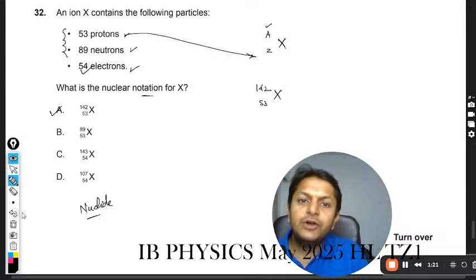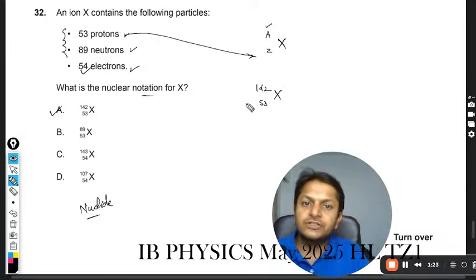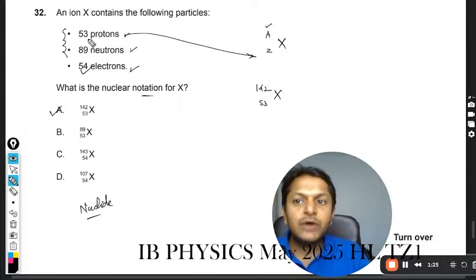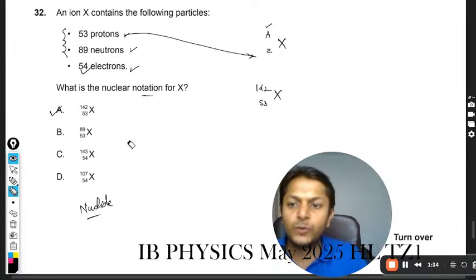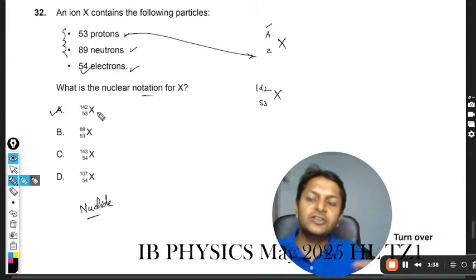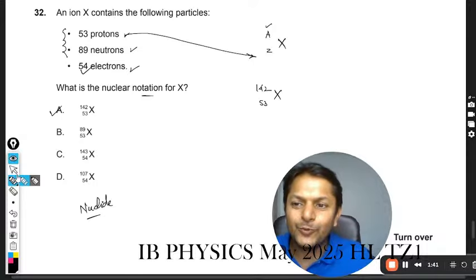If let's say you have taken away a couple of electrons, like 2 electrons have gone, so I will say 53 protons, but 51 electrons. So there will be overall +2 charge on the nucleus. So ions can be created this way, but we don't care because that is not available in the options. Hence, the answer for us will be A. This is how we do this.